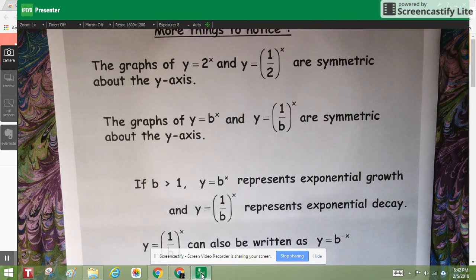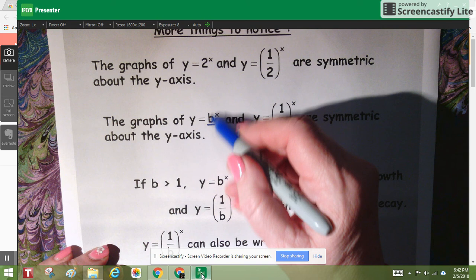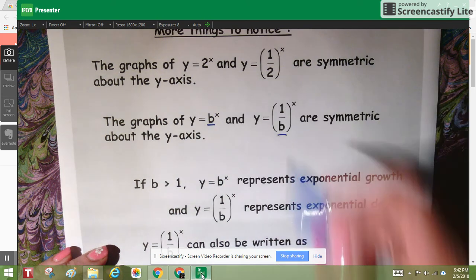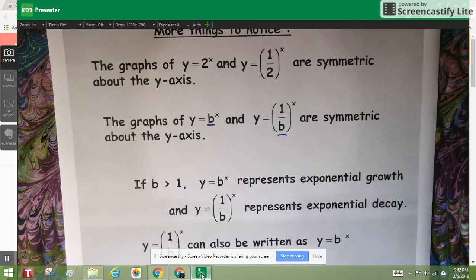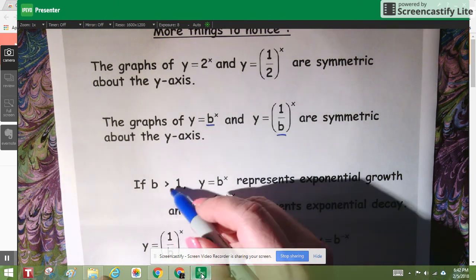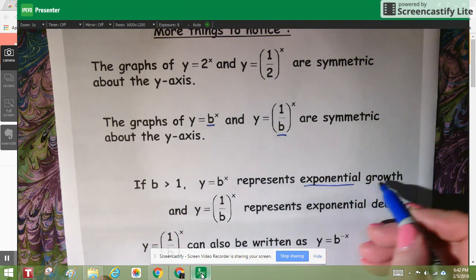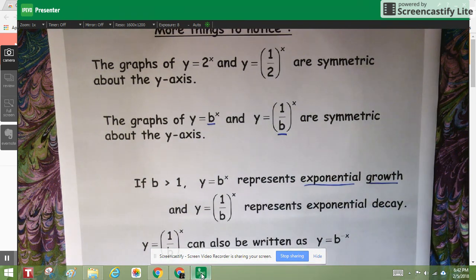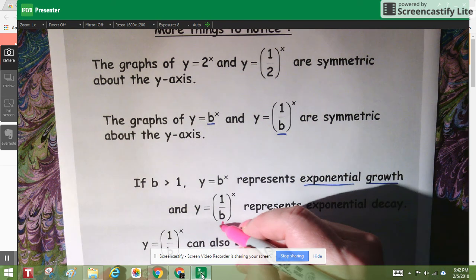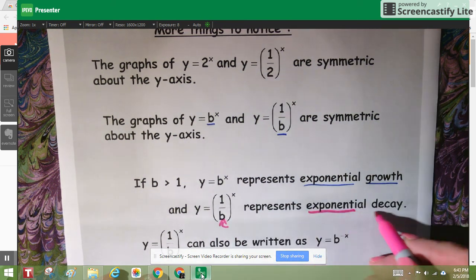So to kind of summarize that, they are symmetric about the y-axis. Anytime these bases are the same, b to the x and 1 over b, they'll always be symmetric. If the b value is greater than 1, then we have exponential growth. And if I have some fraction here less than 1, then I'm going to have exponential decay.